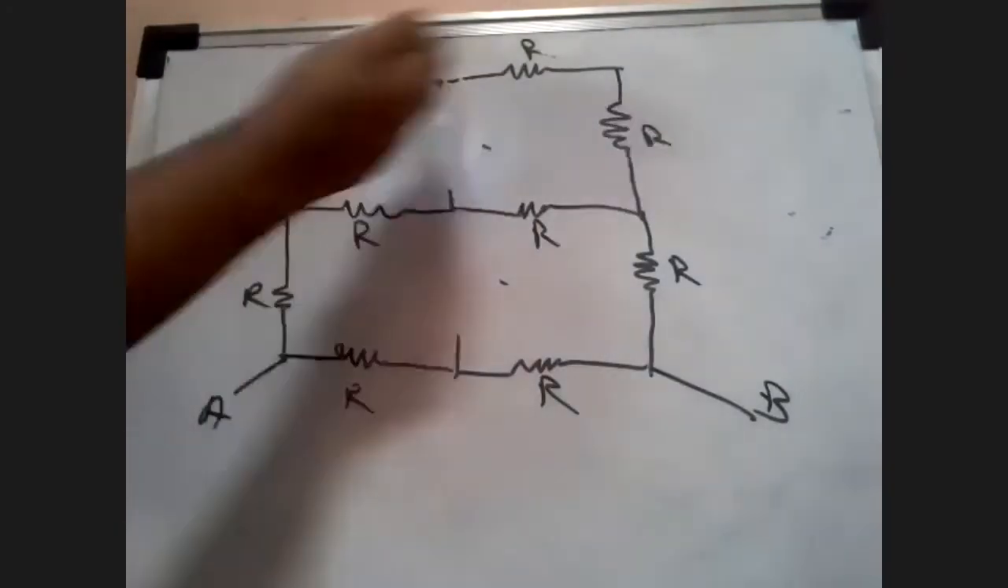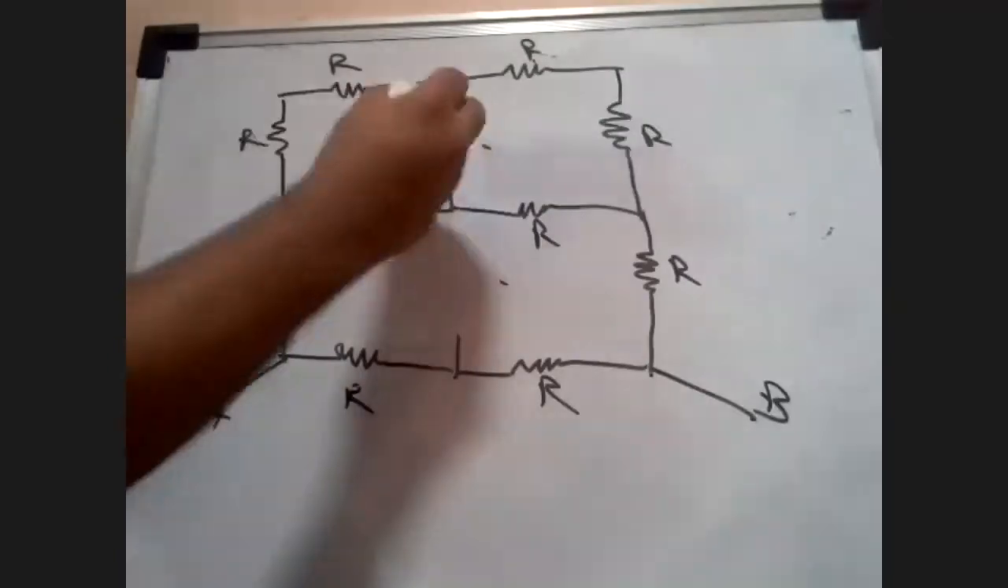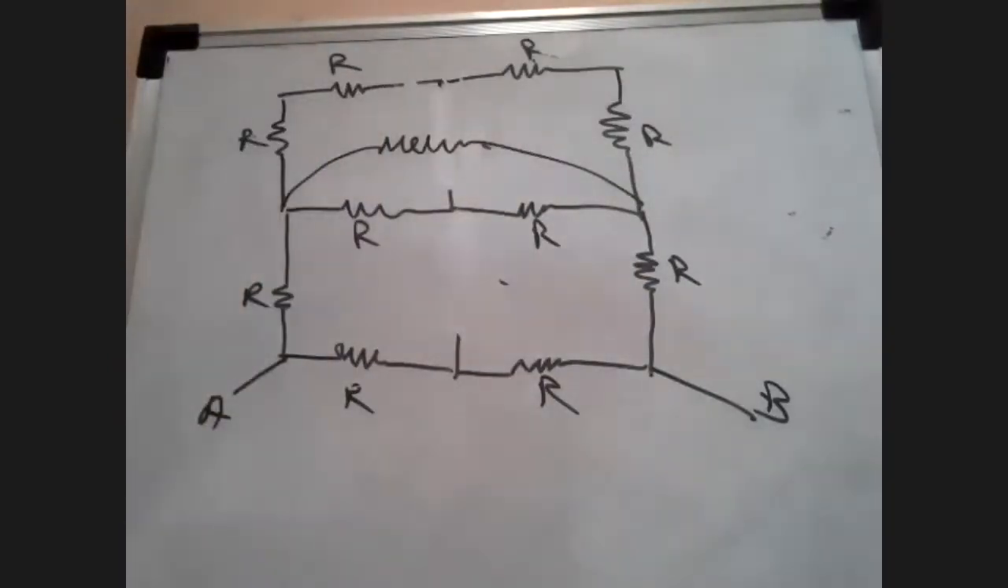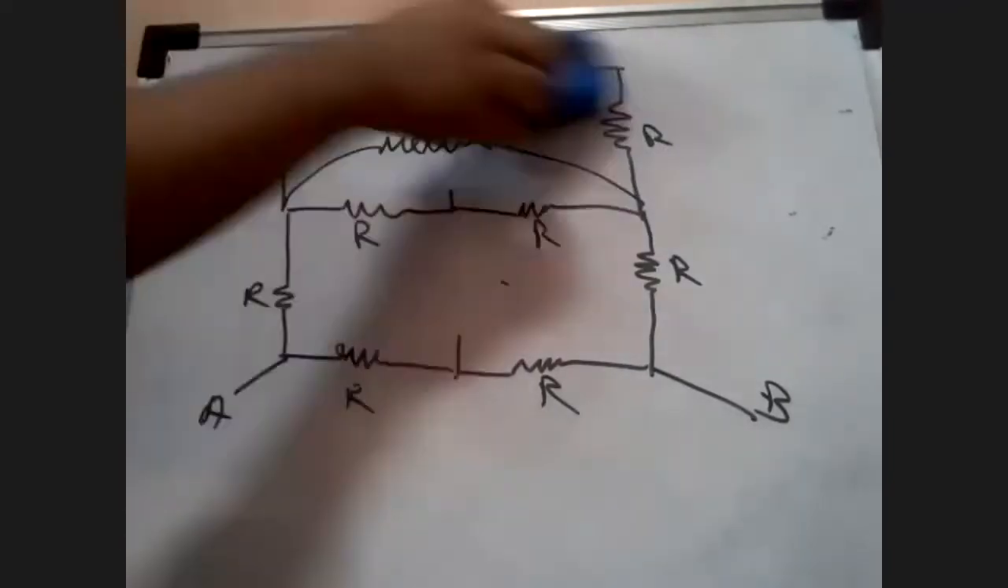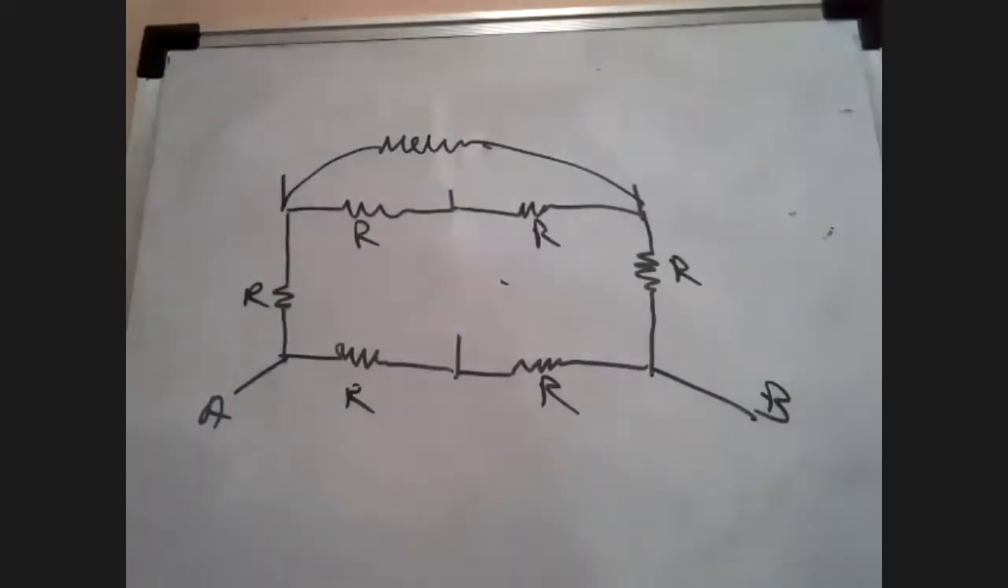These resistors here are in series. Can you see? So what is going to be the resistor over here in place of all these resistors? It's going to be 4R. Yes or no? So it will be 4R.